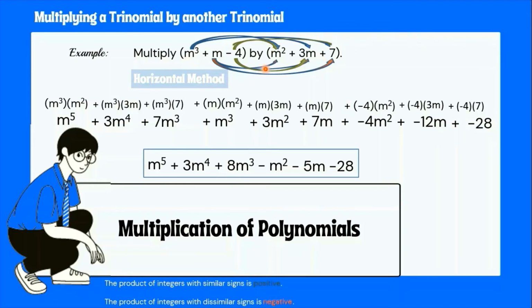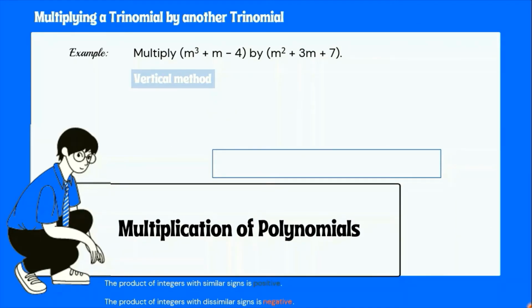Kaya dito, sa trinomial by trinomial na ito, na polynomials ay, ito ang ating sagot. M raised to the power of 5 plus 3m raised to the power of 4 plus 8m cubed minus m squared minus 5m minus 28.